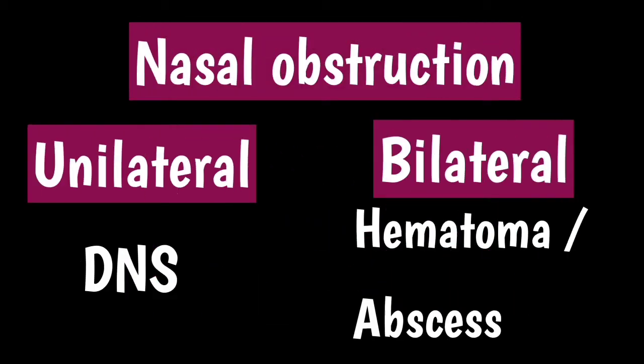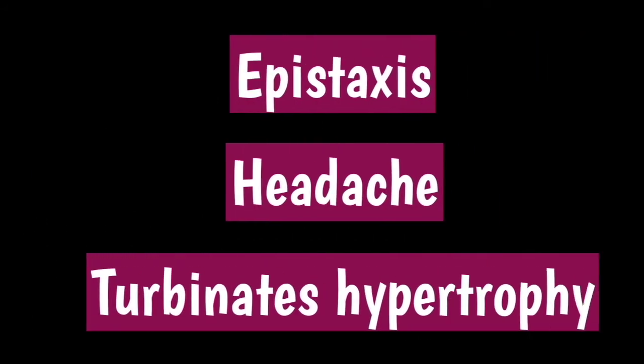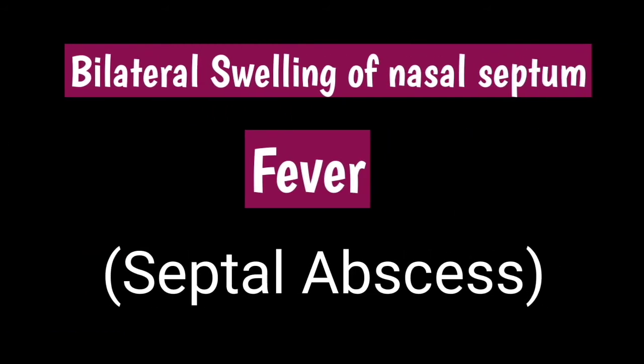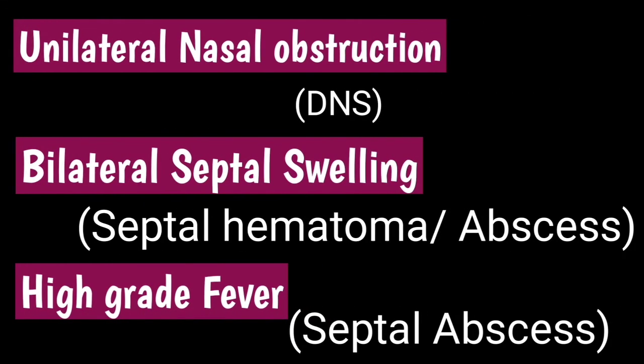Number 2, nasal obstruction. If there is unilateral nasal obstruction, it indicates DNS or deviated nasal septum, while if the nasal obstruction is bilateral, it indicates septal hematoma or septal abscess. Next, the epistaxis, headache and turbinates hypertrophy are the three features indicative of deviated nasal septum. Bilateral swelling of the nasal septum and fever are the features indicative of septal abscess.